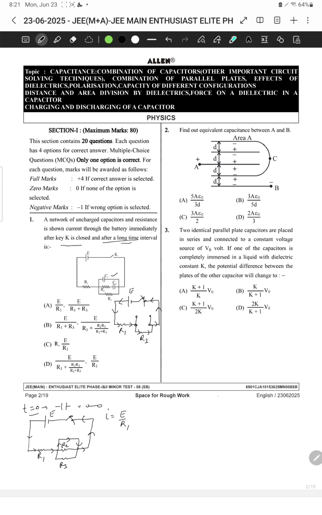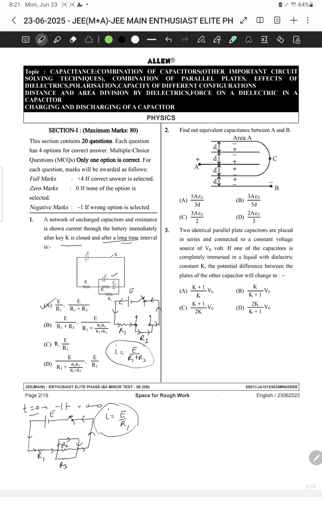R1 and R3 will come in series. So what is the current here? E by R1 plus R3. So this is the current at t equal to 0, when the key is just closed, and this is the current after a long time. So you can see option A is correct here. Move to the next question.